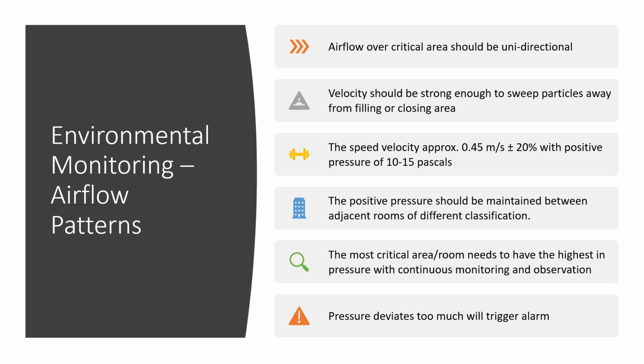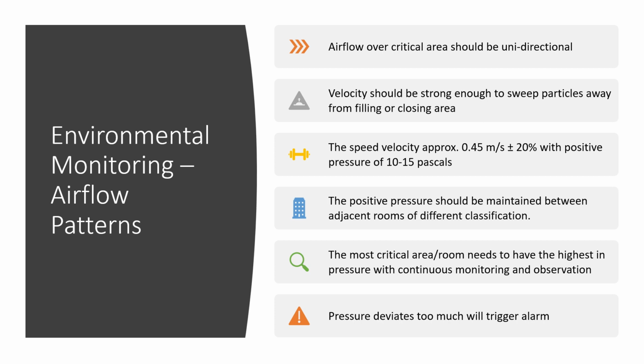Furthermore, the velocity of airflow should be strong enough to effectively sweep particles away from these critical areas. A recommended velocity of approximately 0.45 meters per second, with a tolerance of plus or minus 20%, is typically employed. This airflow velocity, coupled with a positive pressure of 10 to 15 pascals, helps to create an environment where contaminants are efficiently removed from the workspace.